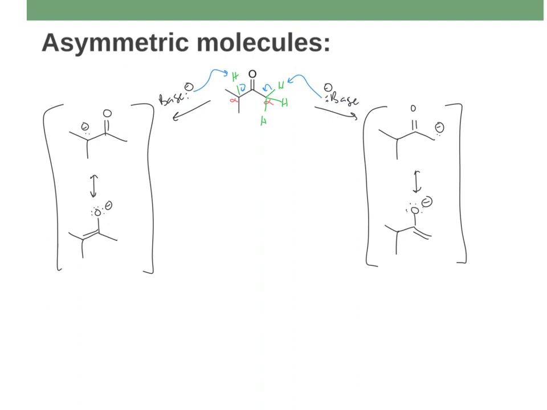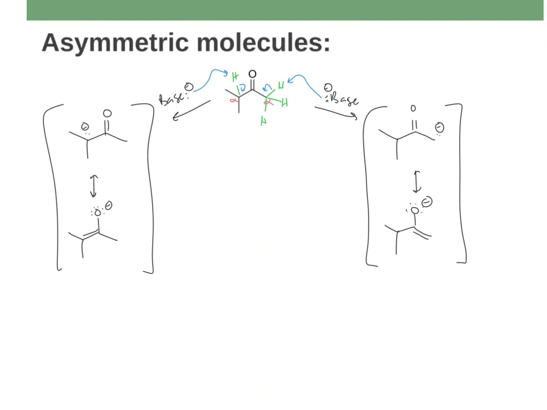So, right, clearly two very different enolates. On the right-hand side, we have the anion on the methyl group and the alkene going off to the right. On the left-hand side, we have the anion on that sort of isopropyl group on a tertiary carbon, and then the alkene going off to the left.